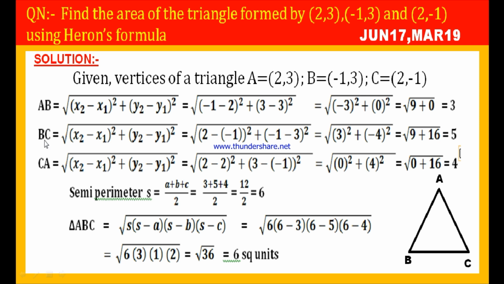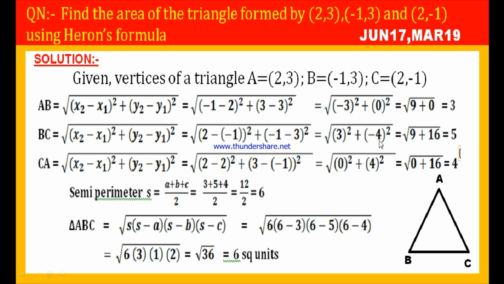Now find the distance between B and C, which is root over (x2 - x1) whole square plus (y2 - y1) whole square. Now the coordinates of B are (x1, y1) and the coordinates of C will be (x2, y2). Now x2 minus x1 is 2 minus of minus 1, whole square, plus y2 minus y1, which is -1 minus 3, whole square. This is 2 minus of minus 1, which is plus 1, 2 plus 1 is 3 square, plus -1 minus 3 is -4 square.